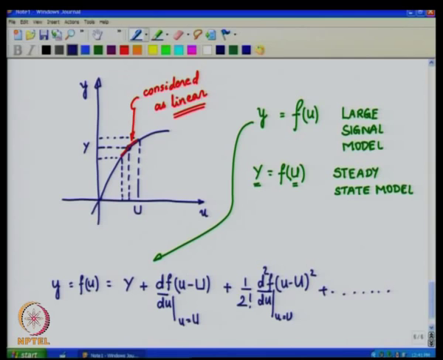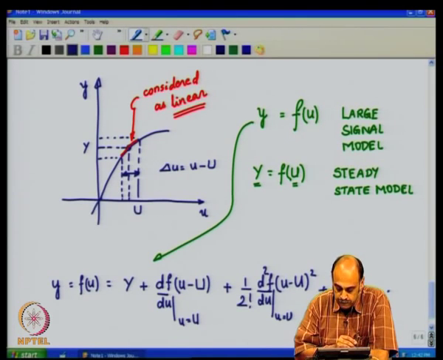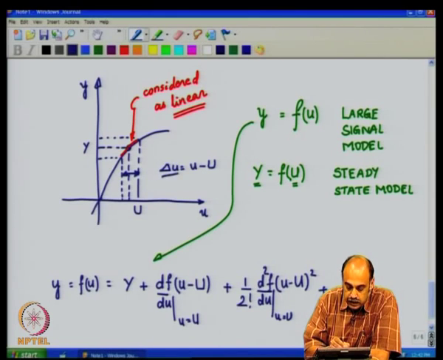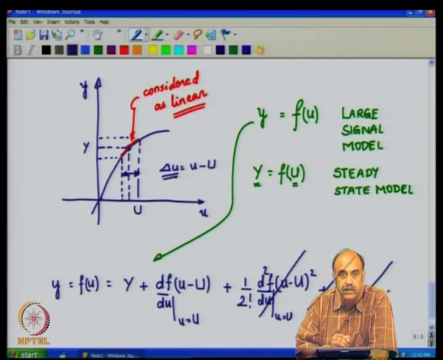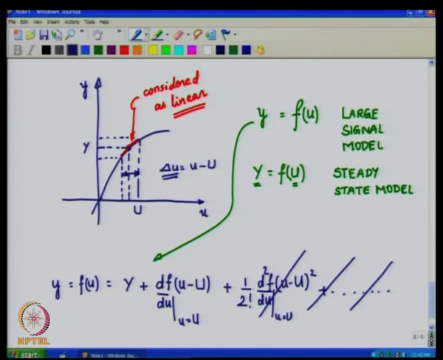Now, if you take a very small deviation, that is delta u, which is u minus the operating point, about the operating point and consider them to be linear, then because delta u is small, u minus U is very small, all second order and higher order terms can be neglected. Delta u square will be still smaller. We can take only this portion, and as we say that it is linear, the slope we can say is equal to a constant k.